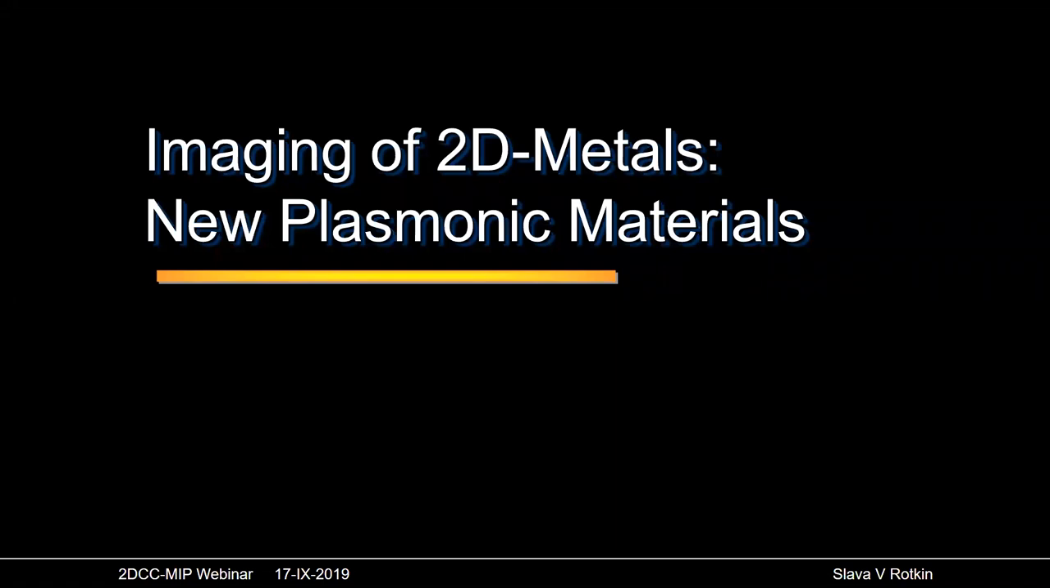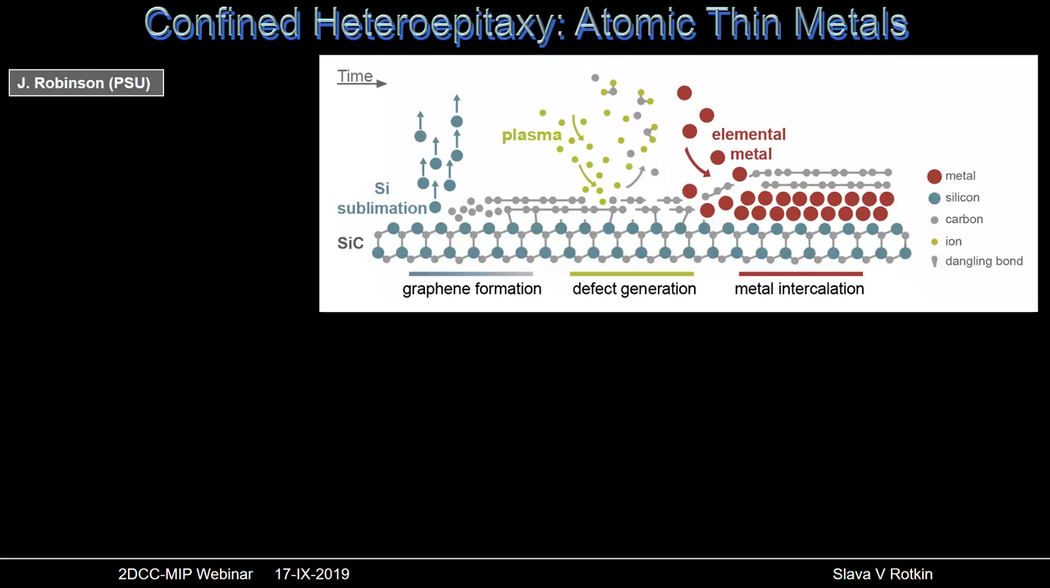The first example of the materials that we studied is the atomically thin 2D metals. You probably know about this technique, which is called confined heteroepitaxy. When you take silicon carbide, by sublimation of silicon you get several layers of graphene on the surface. Then you can etch it with plasma and make holes, and elemental metals can penetrate and be sucked under the graphene, and then they can form atomically thin metals.